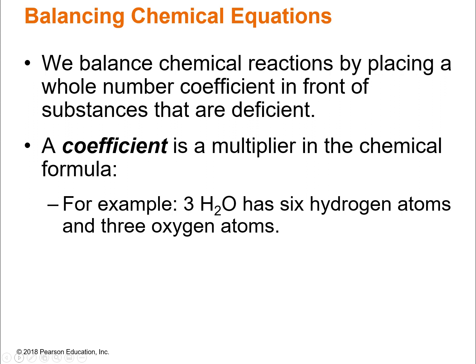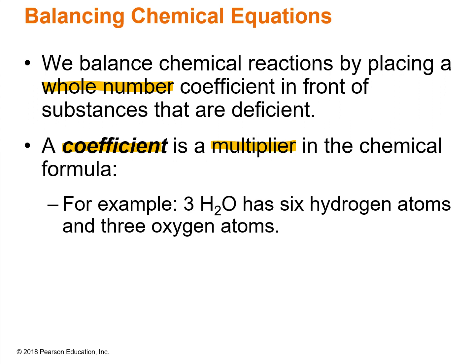That's considered balanced. The way that you balance each element is by putting whole number coefficients in front of the substances that you need more of. I'm going to highlight whole number. We need whole numbers here. A coefficient is just a multiplier. And you'll remember that hopefully again from chapter 3 when we were looking at counting how many atoms were in a particular compound.